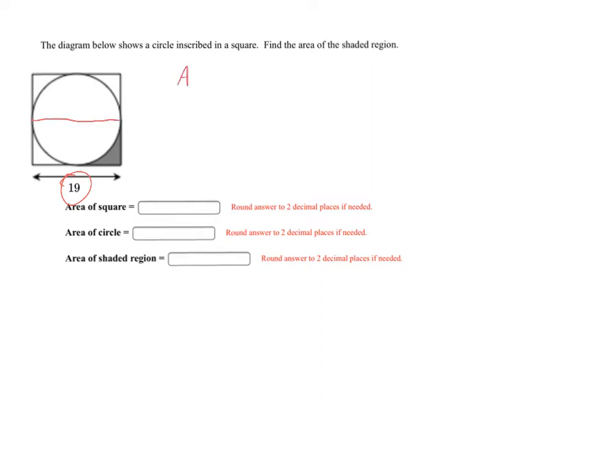So if you find the area of a square, you're going to go area equals length times width, or 19 times 19, and get an answer. All right, and then you're going to take your answer and subtract off the area of a circle. The area of a circle is equal to pi times your radius squared. The radius in this problem is half of 19. Half of 19 would be 9.5. So I'll have pi times 9.5 squared.